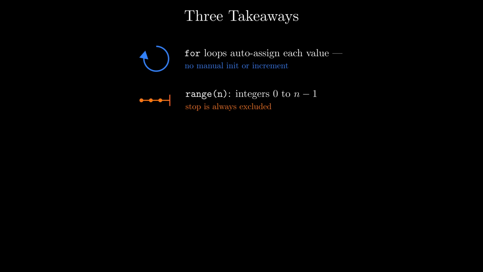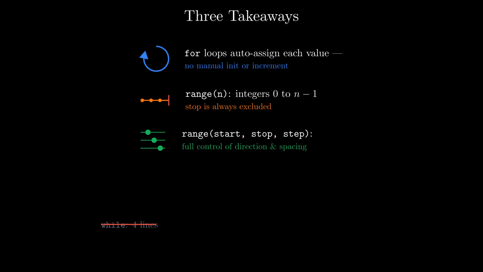3 takeaways. For loops assign the loop variable each value in a sequence automatically. No manual initialization or increment. Range of n produces integers from 0 up to but not including n. Range with start, stop, and step gives full control over where the sequence begins, ends, and how it moves. These two tools replace verbose counting patterns with clean, error-resistant code.